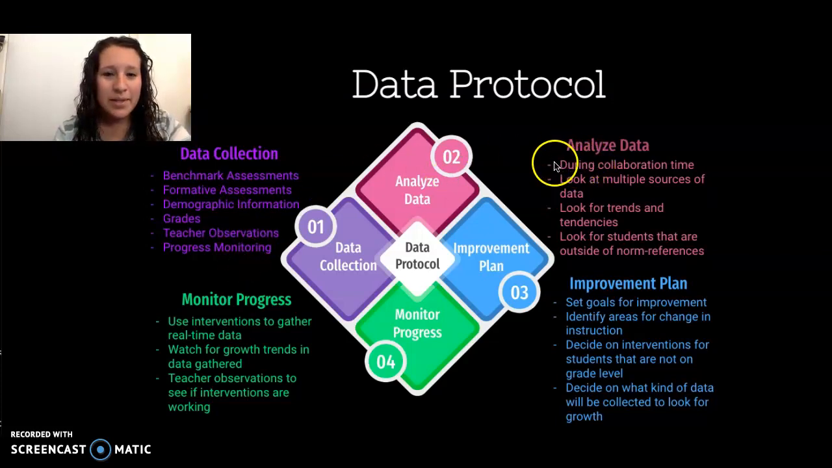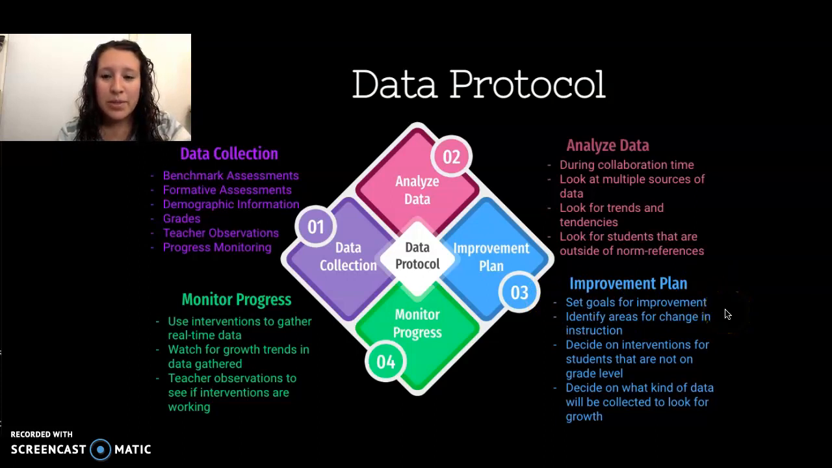The second step is to analyze the data. You would do this during a collaboration time. That way you can all discuss it together. You would look for multiple sources of data, look for trends and tendencies, and look for students that are outside of the norm reference.